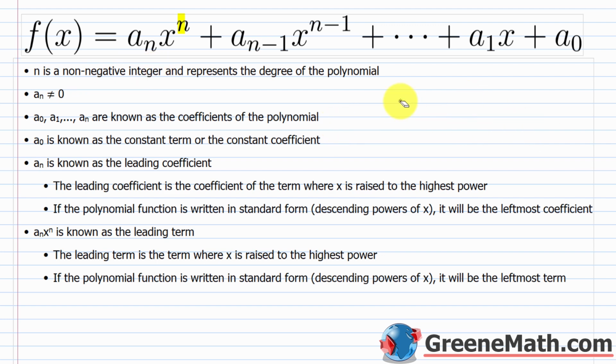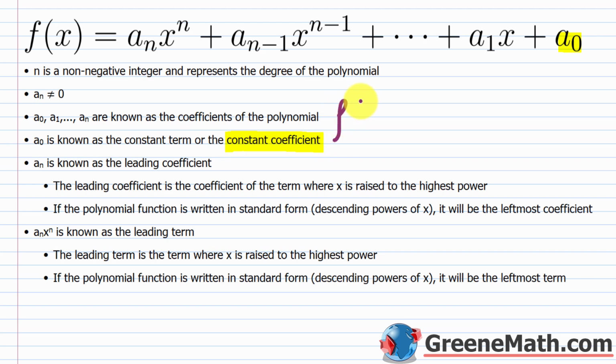So let me get rid of this and let's come down here. So we have a sub 0, a sub 1 through a sub n are known as the coefficients of the polynomial. Now, a lot of people get confused about this. So this is the constant term. So we have a sub 0 is known as the constant term or the constant coefficient. So why do you say a coefficient there? What is it the coefficient of?